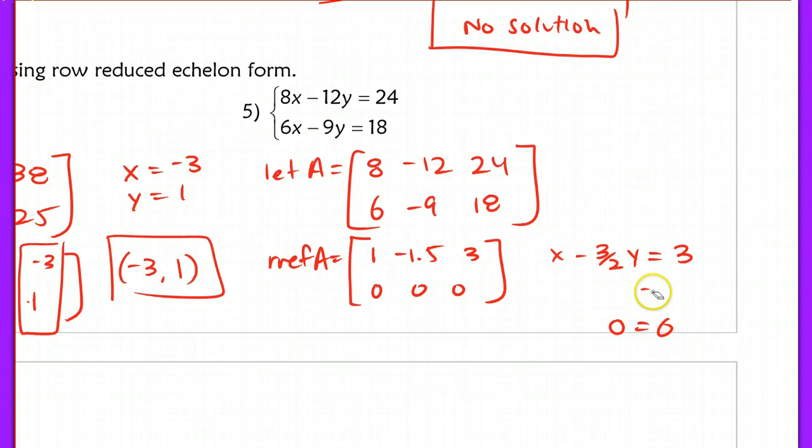We know that whenever we get the statement that says 0 equals 0, a true statement, this has an infinite number of solutions. So this is actually the linear system, or the line of the equation that all the points are on.